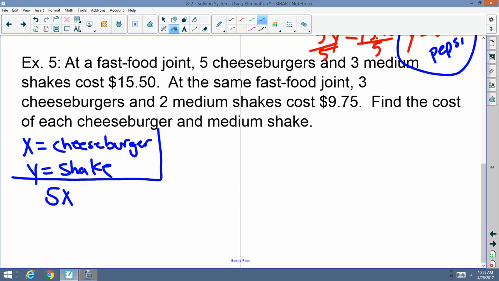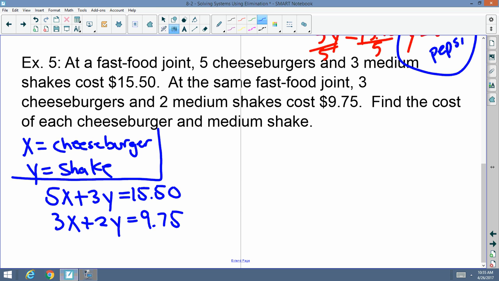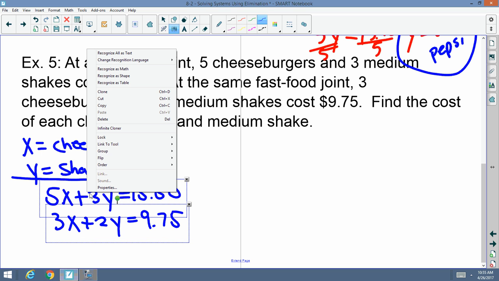5 cheeseburgers plus 3 shakes. Very proud of you, son. Equals $15.50. Great job, my brother. Yep, 3 cheeseburgers plus 2 shakes. Guess what, man? You got half the problem right now. Thank you, my brother. Now, what would you want to do with this from here, sir? Let me just go ahead and copy this and then paste this so we can do it again. And then you could tell me verbally what you'd like to do.